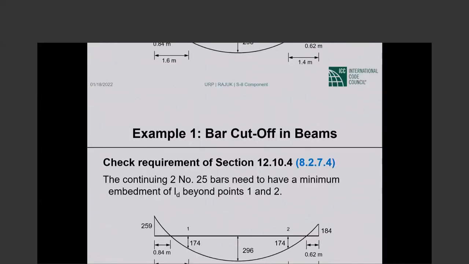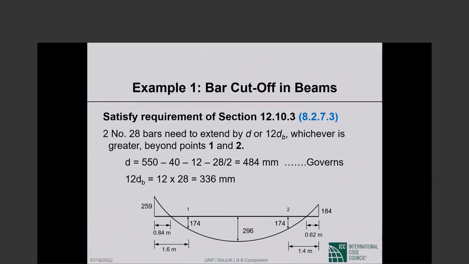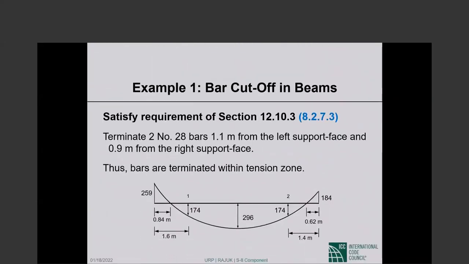No, I somehow got, I mixed up the pages. So 484 is the extension, right? So terminate two number 28 bars 1.1 meter from left support face and 0.9 meters from the right support face.